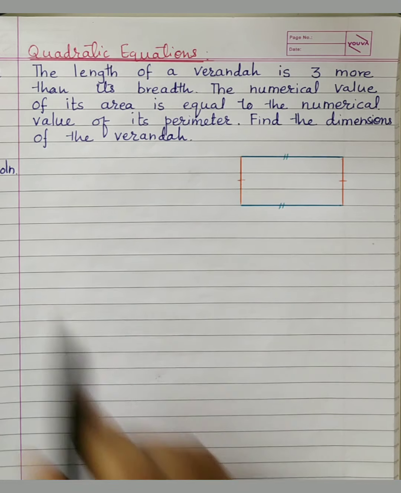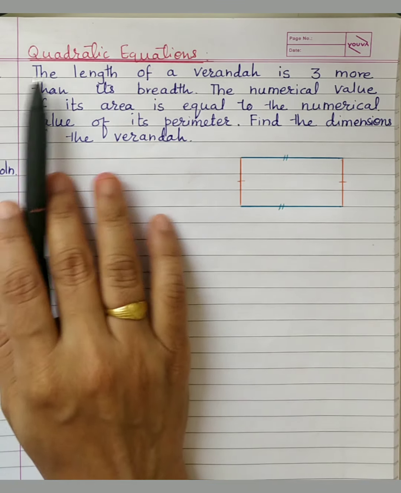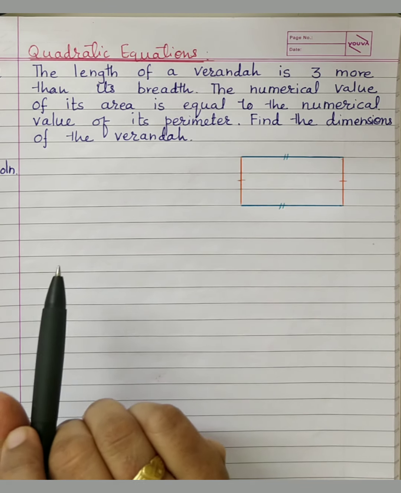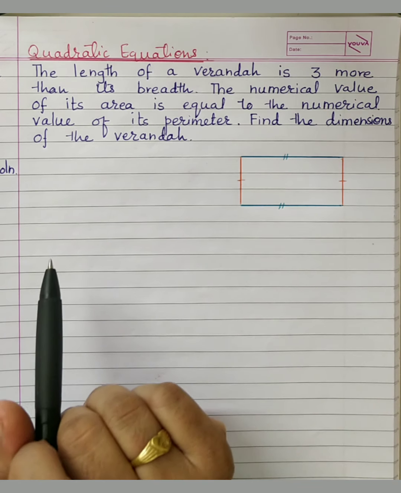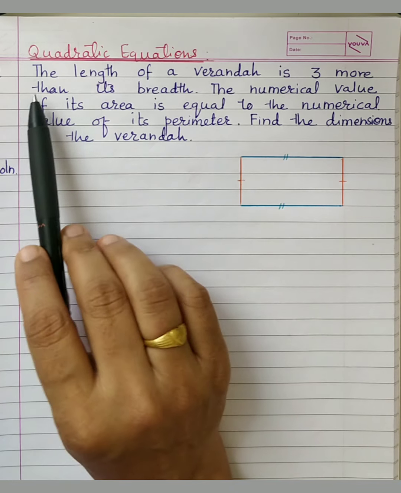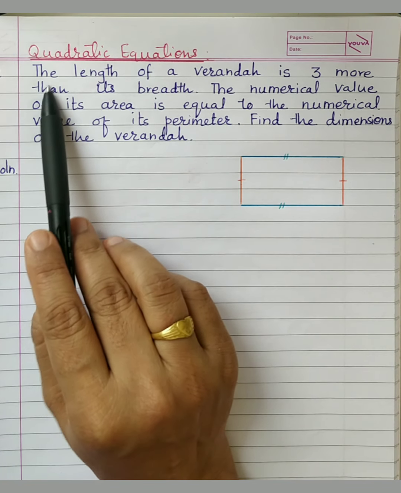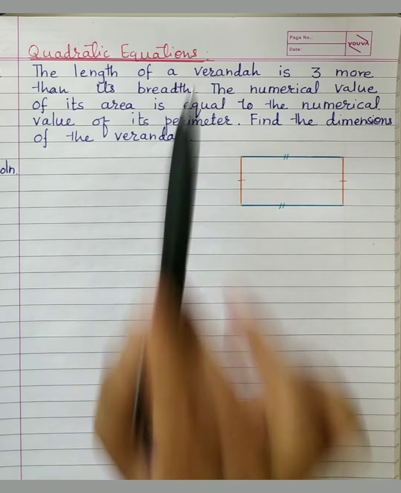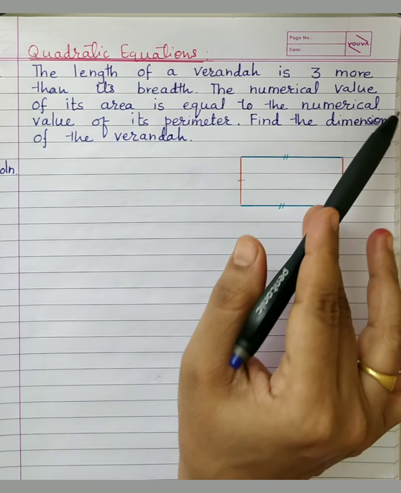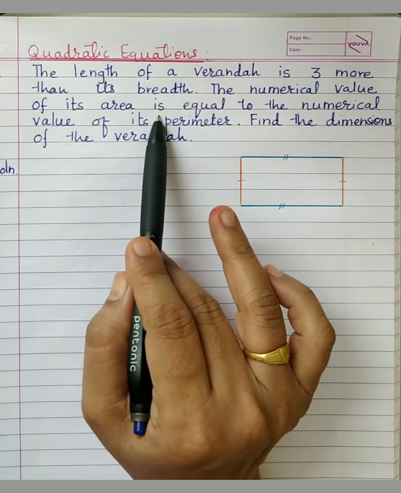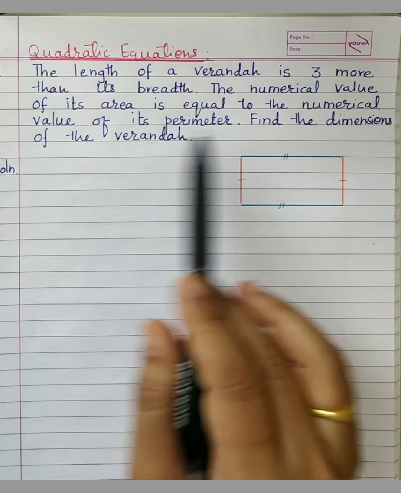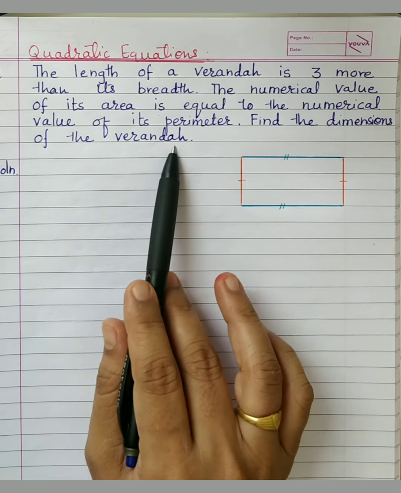Hello children, to continue with the word problems based on quadratic equations, in today's part we shall discuss some problems based on the geometrical concepts. For example, see this question: the length of a veranda is 3 more than its breadth. The numerical value of its area is equal to the numerical value of its perimeter. Find the dimensions of the veranda.